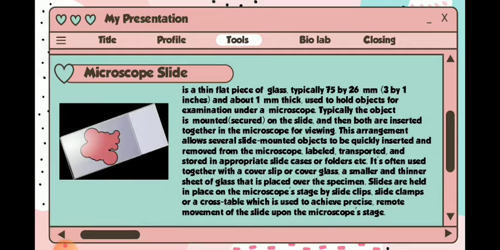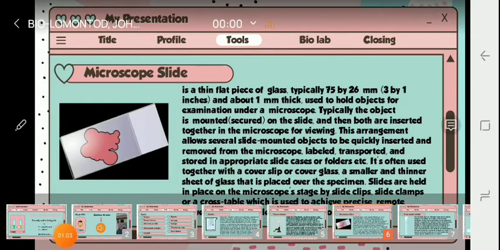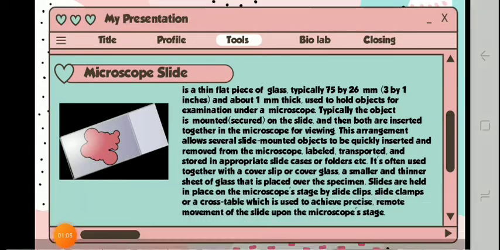in appropriate slide cases or folders, etc. It is often used together with a cover slip or a cover glass, a smaller and thinner sheet of glass that is placed over the specimen. Slides are held in place on the microscope stage by slide clips, slide clamps, or a cross table, which is used to achieve precise remote movement of the slide upon the microscope stage.